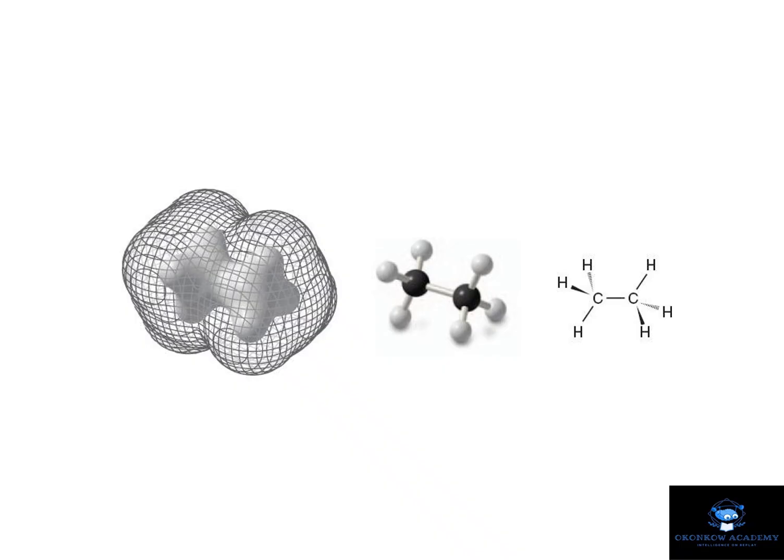Study this diagram of ethane. Notice how each carbon has a tetrahedral arrangement and the C-C single bond connects the two carbon centers. Rotation around this single bond is relatively free. It requires only about 13 to 26 kilojoules per mole to rotate, which is very low energy.